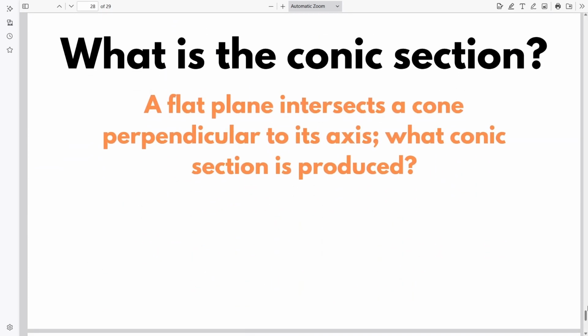Lastly, what is the conic section? A flat plane intersects a cone perpendicular to its axis. I'm pretty sure you figured out the pattern. It's a circle.